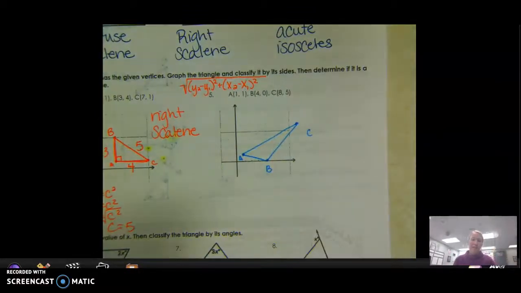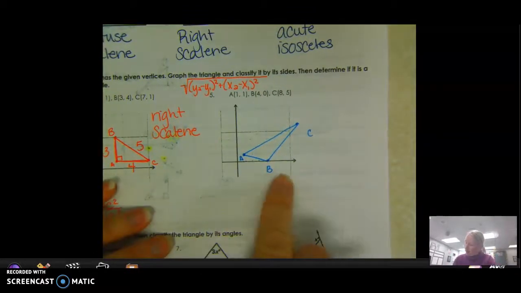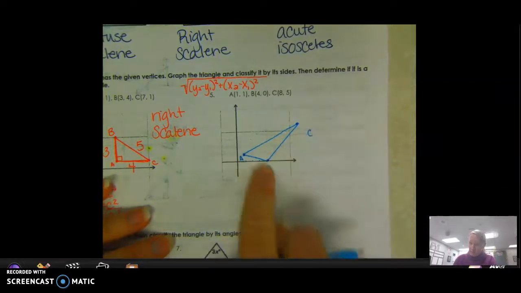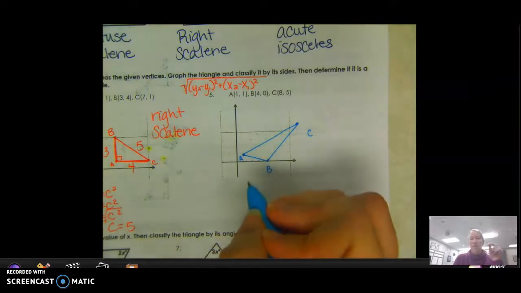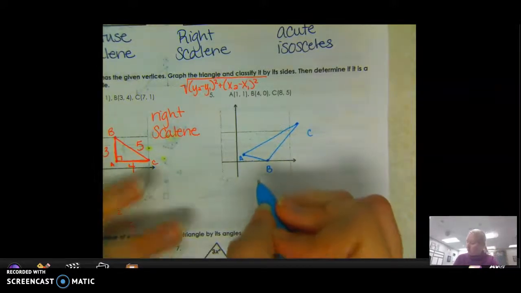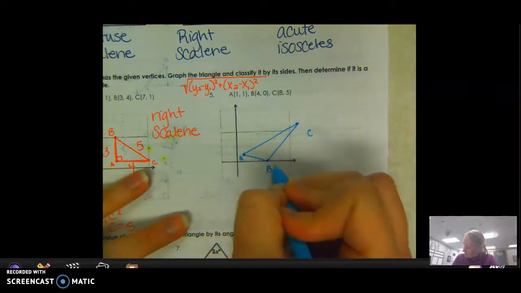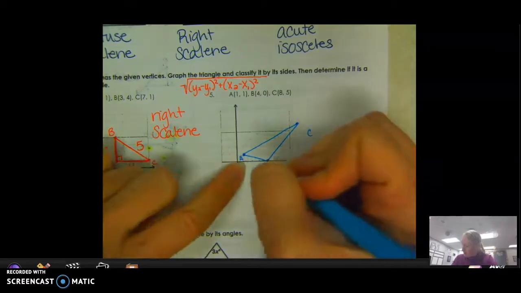So, does not look right. It could be right. These two could be my 90-degree angle. So I'm going to go ahead and find their slope, because if their slopes are opposite reciprocals, then they are right angles. So A to B, the slope is your rise over your run.